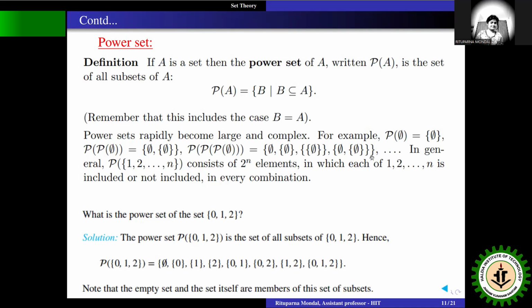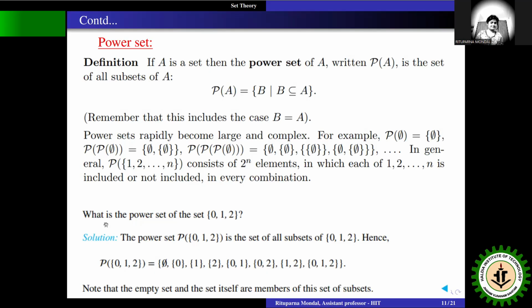Similarly, you can check here also. So from here, one can say that if a set contains n elements, then the power set of that set contains 2 to the power n elements.